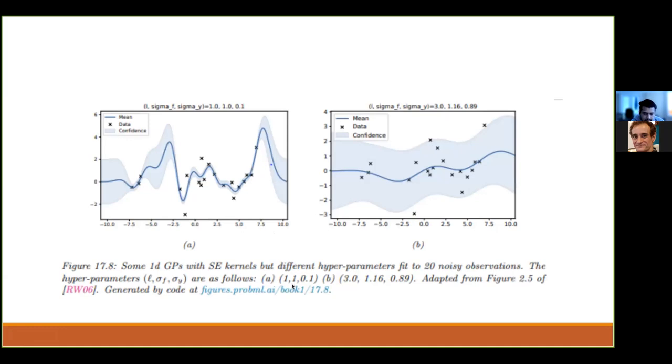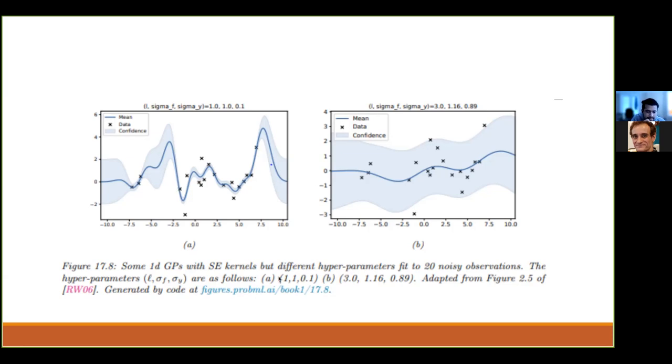L is one and sigma F is one and sigma Y is 0.1, and B is where L is three, and all that you can read. Okay, so here the difference between A and B is that L in A is one and L in B is three. So what's the effect of that?